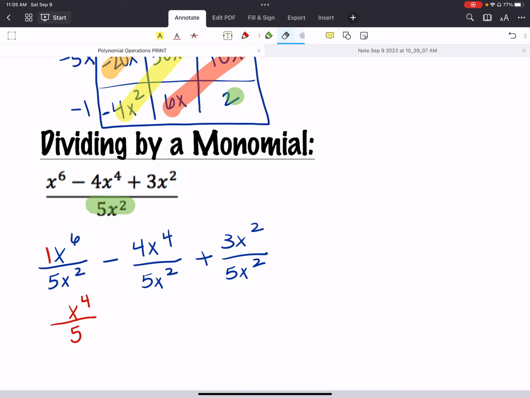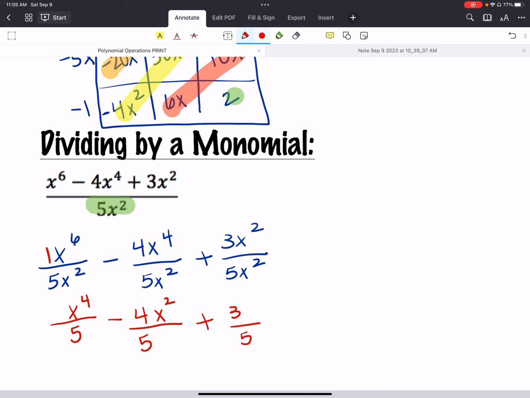So then let's go to our second fraction. So this 4 over 5, we can't do anything with. So we're going to leave it alone. Same thing with our exponents. 4 minus 2 is 2. So we have x squared on top. And then lastly, this 3/5, we're going to leave it alone. And right here, x squared minus x squared, 2 minus 2 is 0. So those cancel. We can't do anything. There's no exponents or variables there.